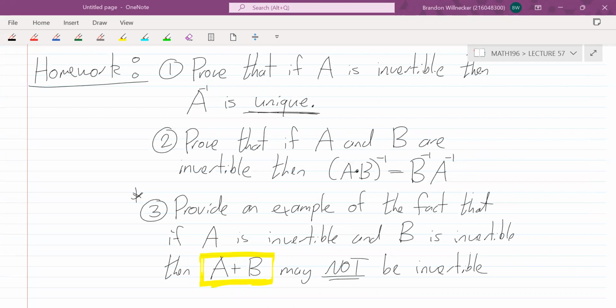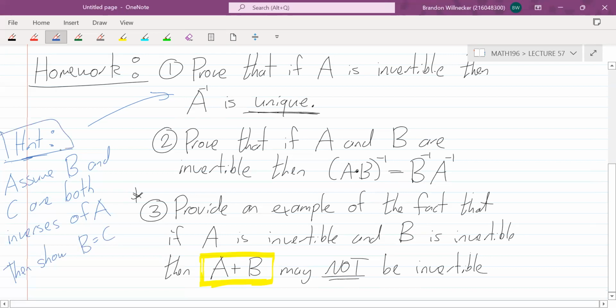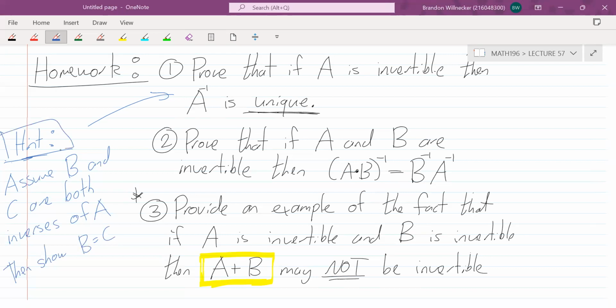And I said I was going to give you a hint for number one. Hint: assume B and C are both inverses of A. So assume that there are two inverses, then show B equals C. That's the typical hint for proving uniqueness of things.